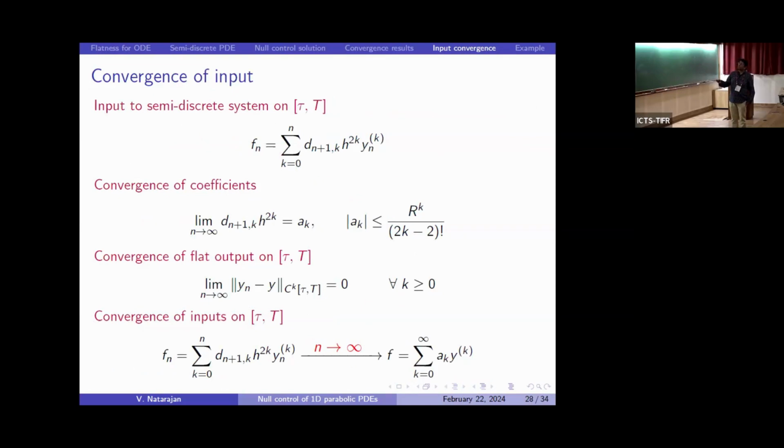the input to the semi-discrete system is this. We have shown that the coefficients converge, right, and they have a nice bound. And the flat output for the semi-discrete systems, the y_n's, they also converge, and they satisfy this. I'm not sure I discussed it here, but y will also be a Gevrey function of order alpha, because all the y_n's are Gevrey functions of order alpha. Because we have the convergence of the coefficients and the convergence of the y_n's, we can conclude that the inputs also converge.